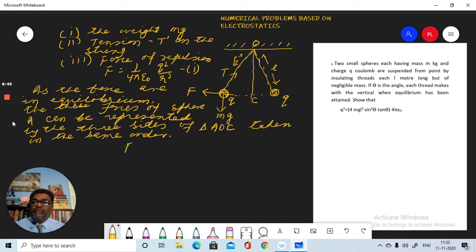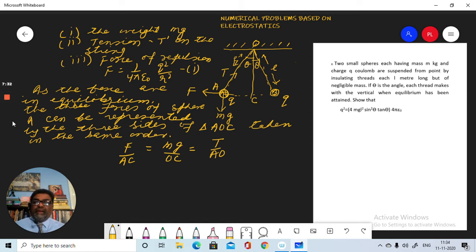Force F upon AC, because force F is acting along AC, is equal to mg upon OC, from the similar triangle formula, and tension T upon AO. Tension T is acting towards AO, so we have T by AO, and mg by OC, acting downward, and these two angles are given as theta. And therefore F upon AC is equal to mg by OC is equal to T by AO.